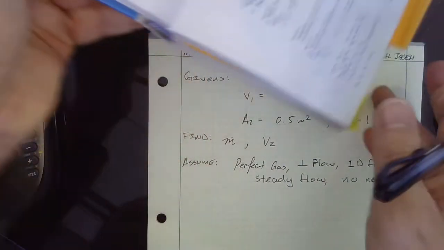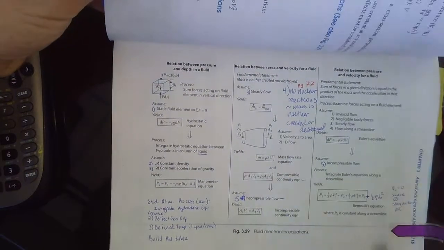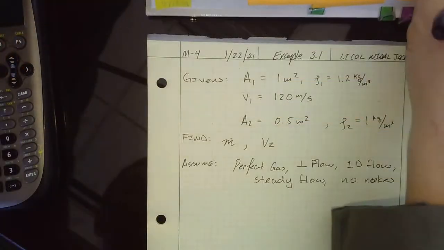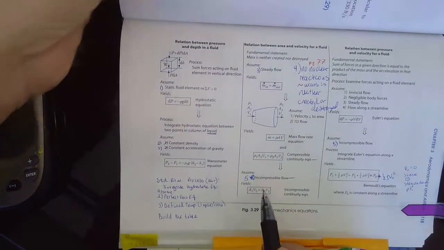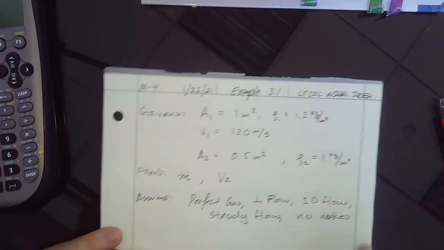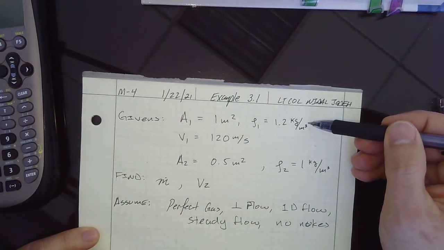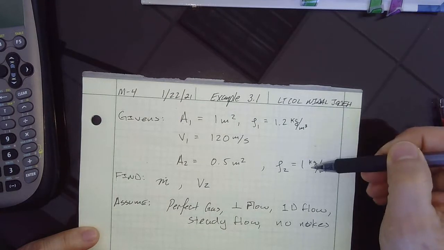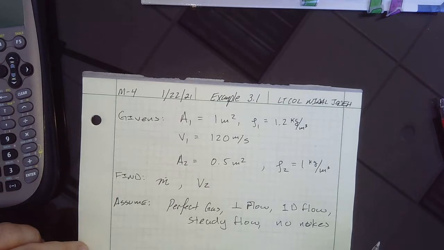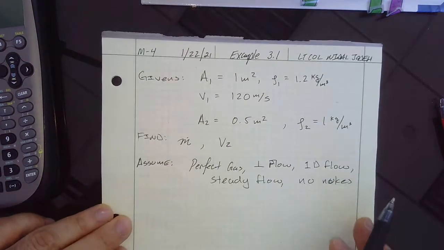Now, if you're looking carefully, you'll see that there's another assumption down here, incompressible flow, which we will discuss shortly. Actually, we'll discuss it right now. Can I make this assumption of incompressibility? Well, let's look at the problem. Well, by definition, density is not constant. Density is changing. So therefore, this is a compressible continuity problem or a compressible flow problem.